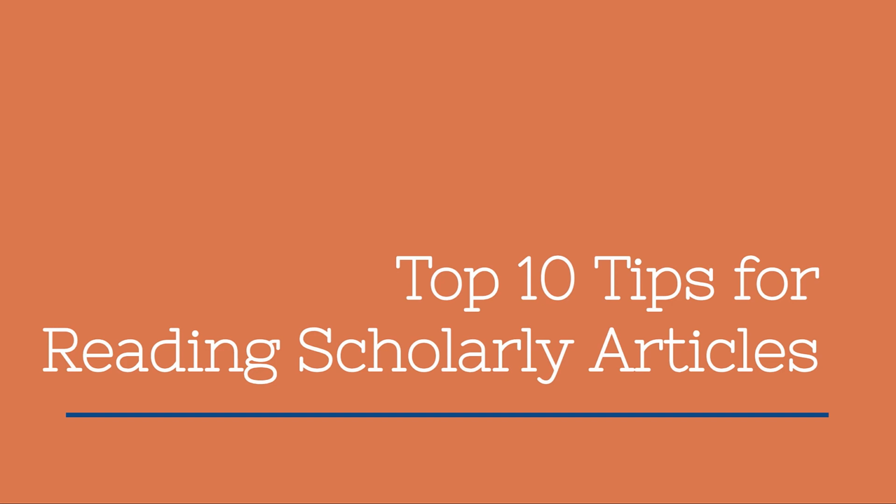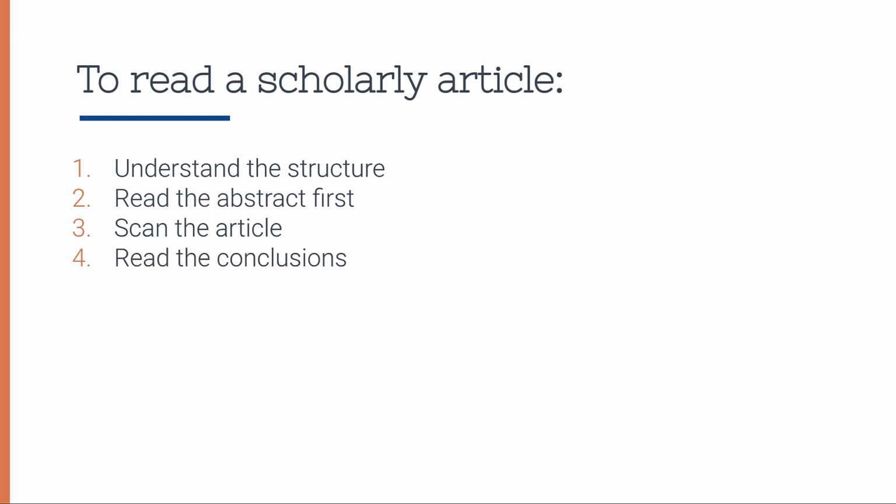So here are my top 10 tips for reading scholarly articles. First, understand the structure. What are the parts to a scholarly article, and what can you find where? Where's the important stuff? Second, read the abstract first. This is what you should read to make sure that what you're reading is what you need to be reading for your research. Then you should scan the article, see what you find there.